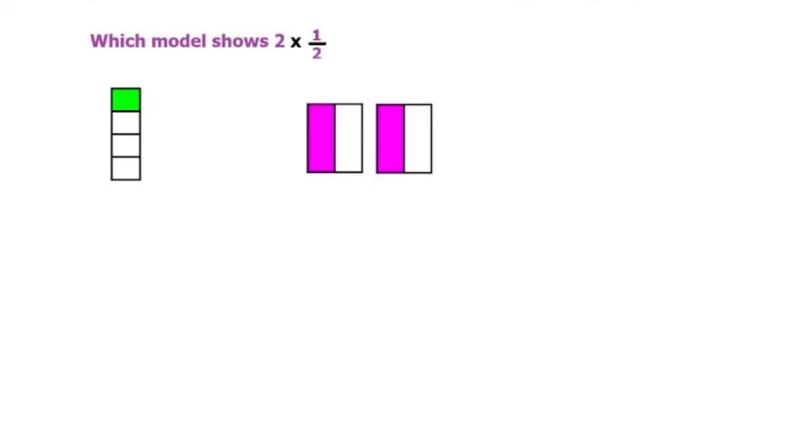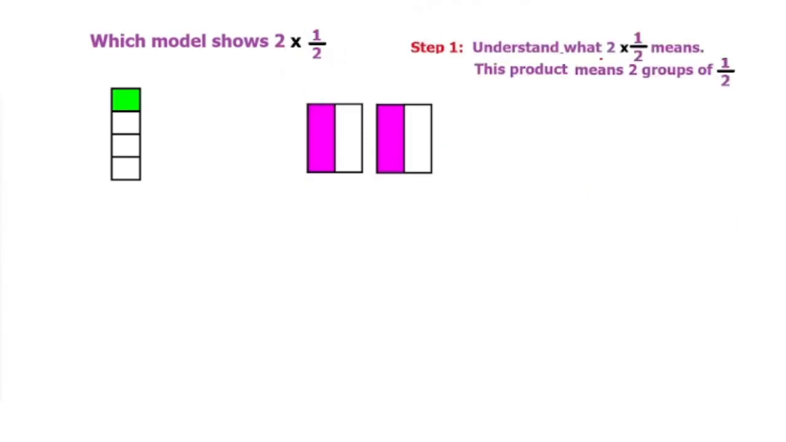In this video, we're going to learn about multiplying whole numbers with unit fractions and what exactly that means if you look at it in terms of a model. So if we have a problem like this that says, which model shows 2 times 1/2? So we need to understand what 2 times 1/2 means. This product means two groups of 1/2. So review each model to see what each one shows.